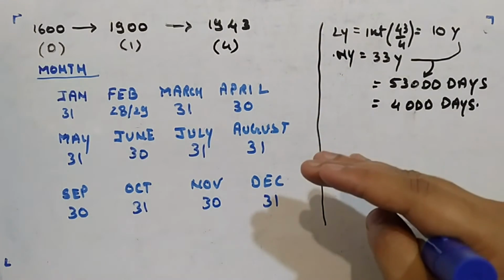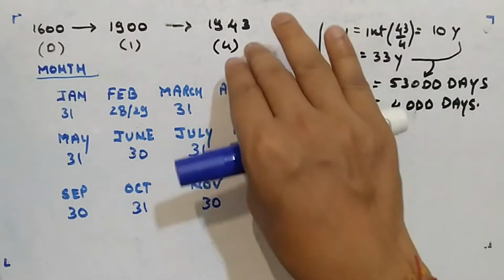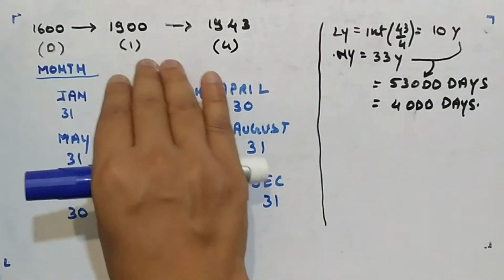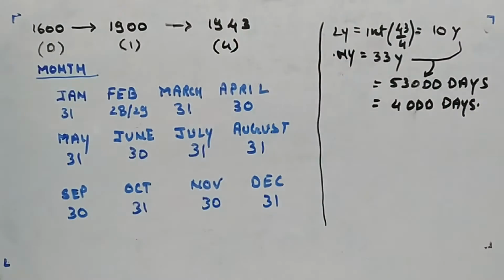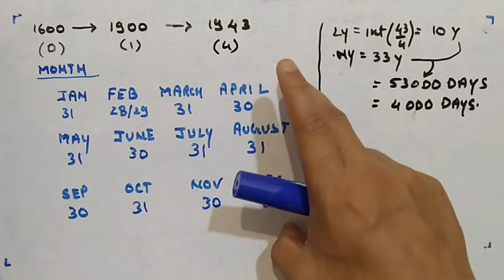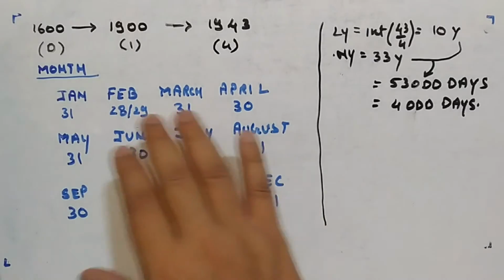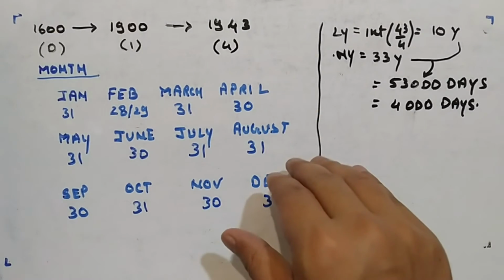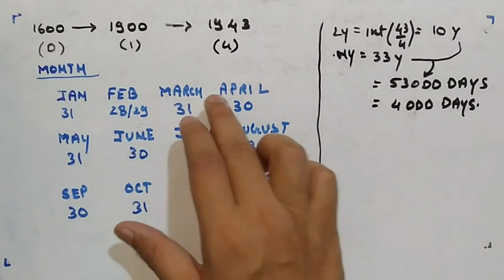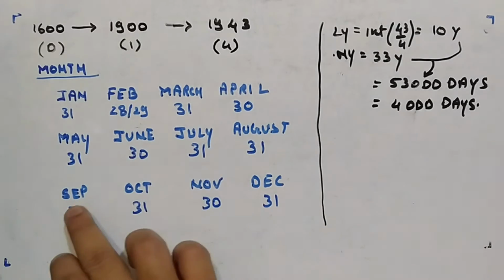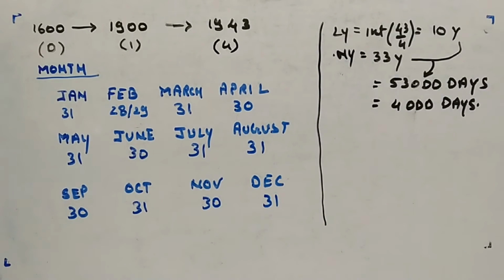So we started with the given year, and we reached here, where we saw that in total we have 0 plus 1 plus 4, 5 odd days, right? Now we have to look at the month. First I will give you the idea that we have a total of 12 months: January, February, March, April, May, June, July, August, September, October, November, December. 4 into 3 is 12.